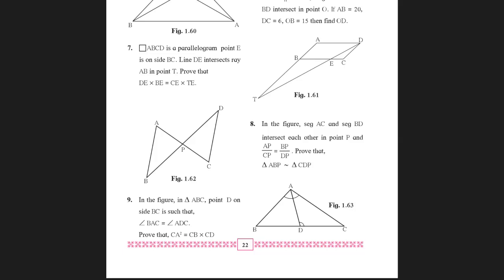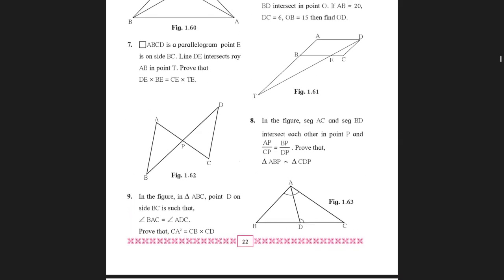And that's it. Okay. So you will write AP upon CP in the two triangles ABP and CDP. AP upon CP equal to BP upon DP, that's given. You will also write angle APB is equal to angle CPD, vertically opposite angles. Therefore, the triangles are similar by SAS test. That's all is your answer. We go to question number 9.